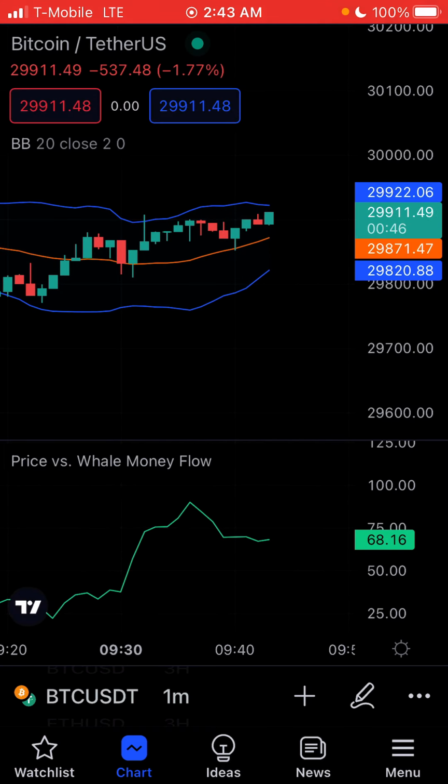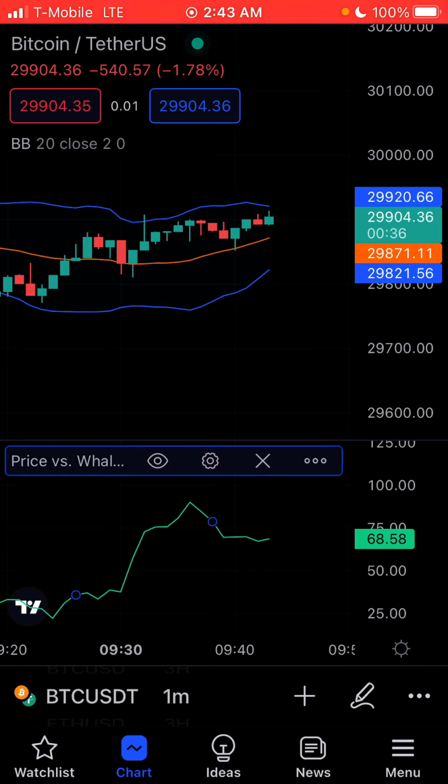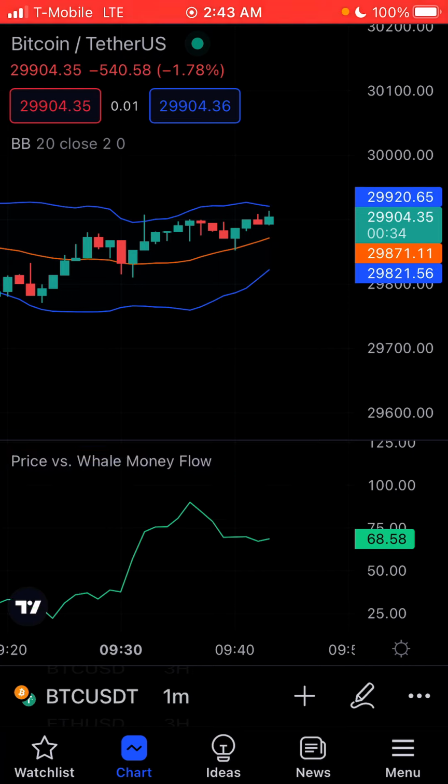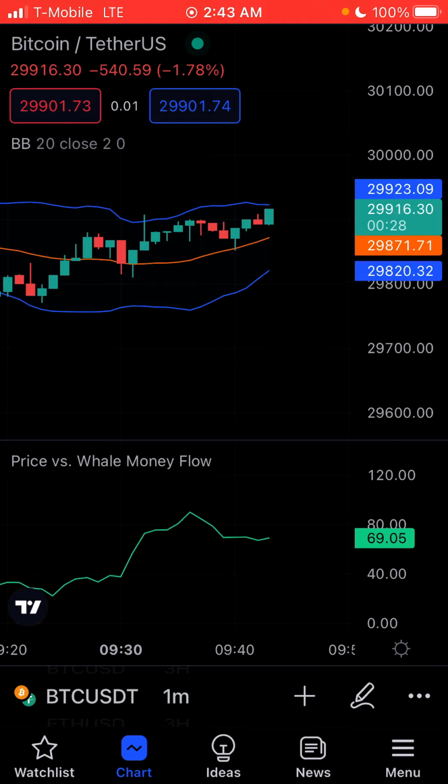So when this goes up, that means whales are buying into the coin. When it goes down, it means whales are taking out profit. So that's basically it. You can get a general idea if the whales are buying or if they're not, or if they're selling, and that's very powerful. It's very powerful to predict when the price is going to go back up.